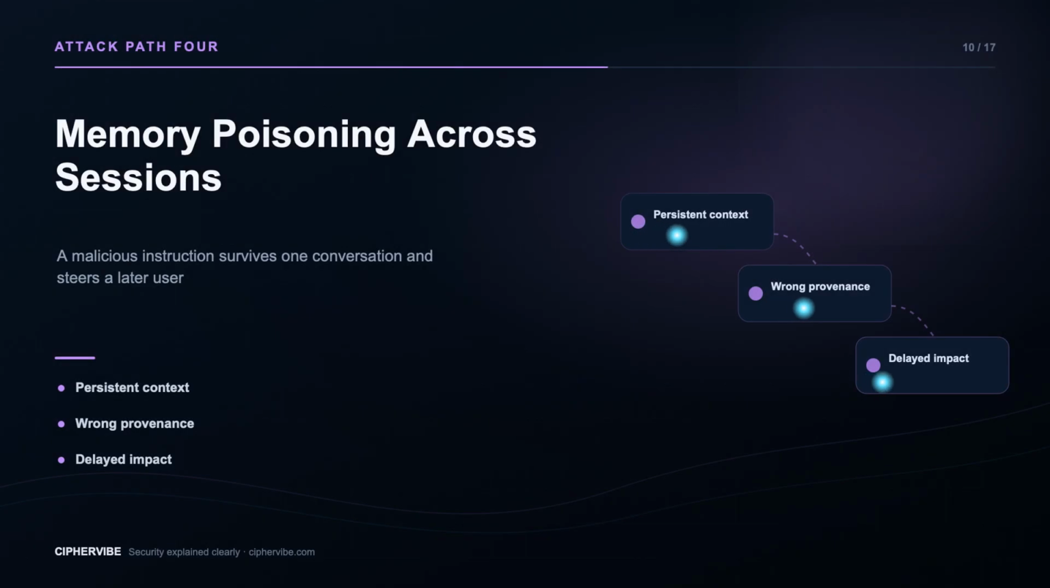The fourth path hides in memory. An attacker plants a preference that says future answers should use an unapproved source. If memory is stored without provenance, ownership, expiration, and content rules, the instruction can influence a later session. Persistent context is a data store and a control surface, so threat model it like one.